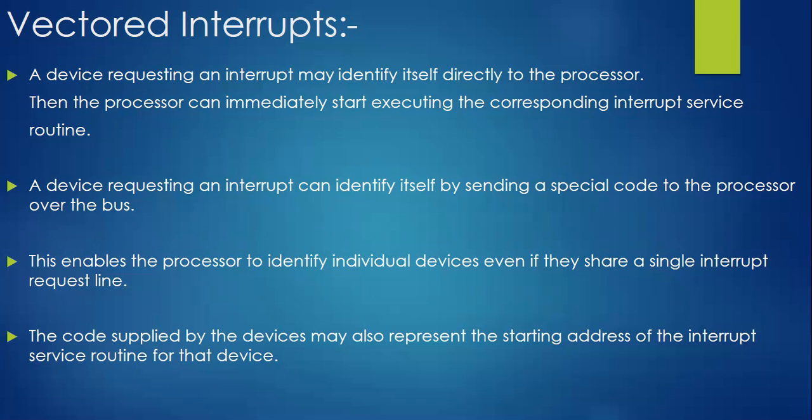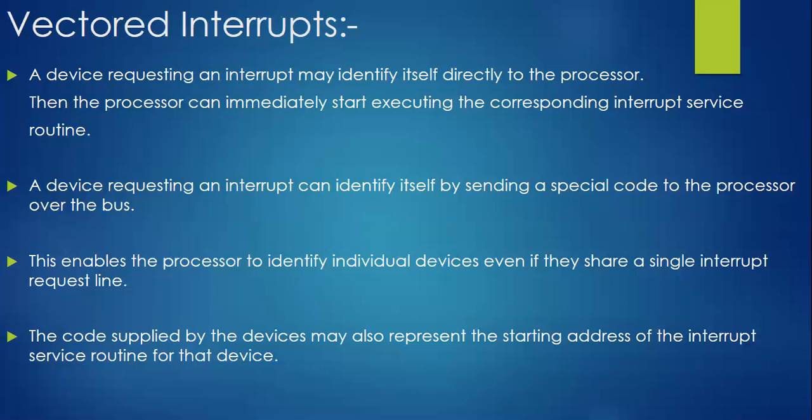Okay, the second parameter we need to add over here. While sending a request, in case of the second point, we are sending our device address to the processor, by which the processor can easily identify which particular device is raising this interrupt request. Later, third point: this enables the processor to identify individual devices even if they share a single interrupt request line.